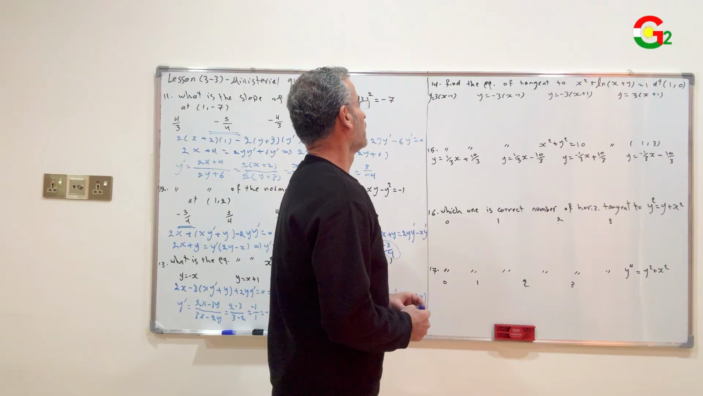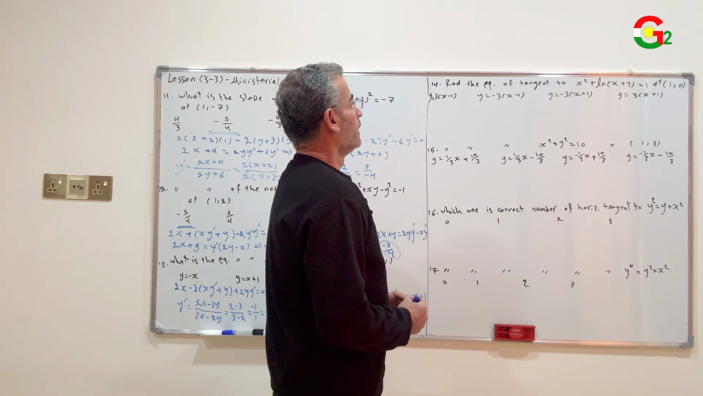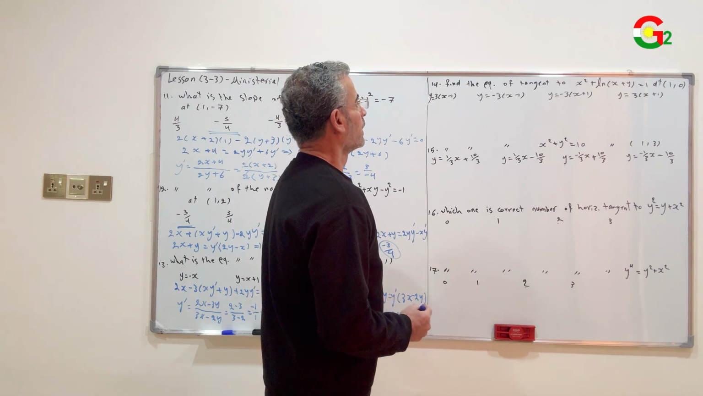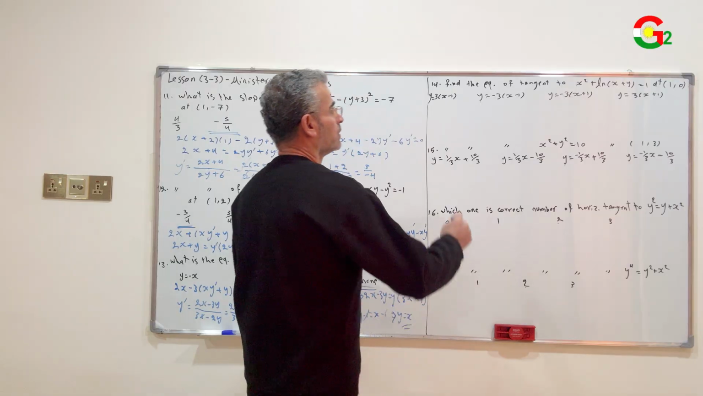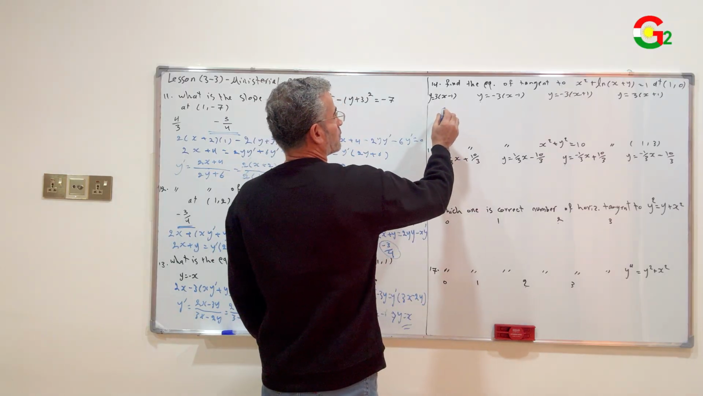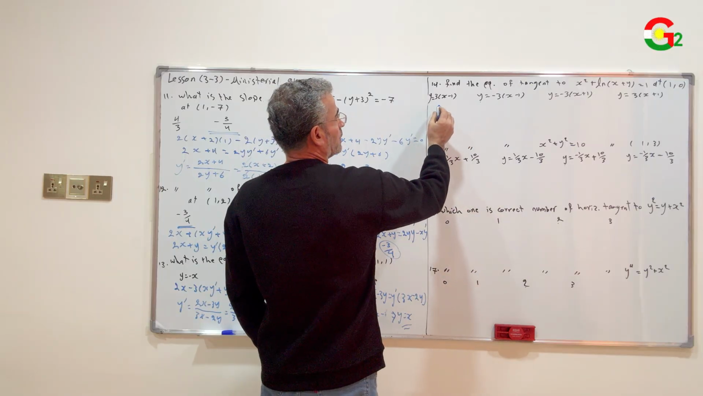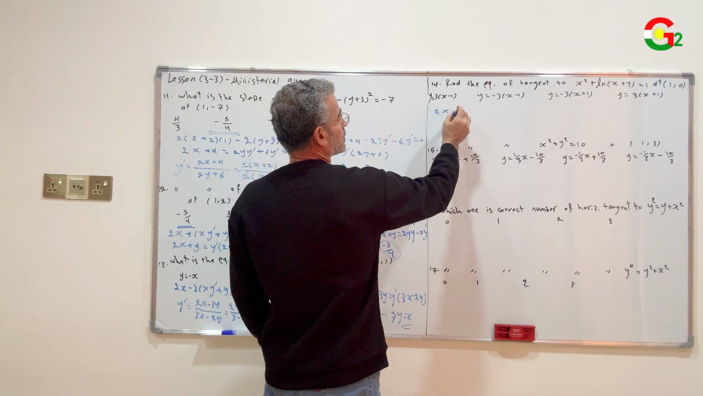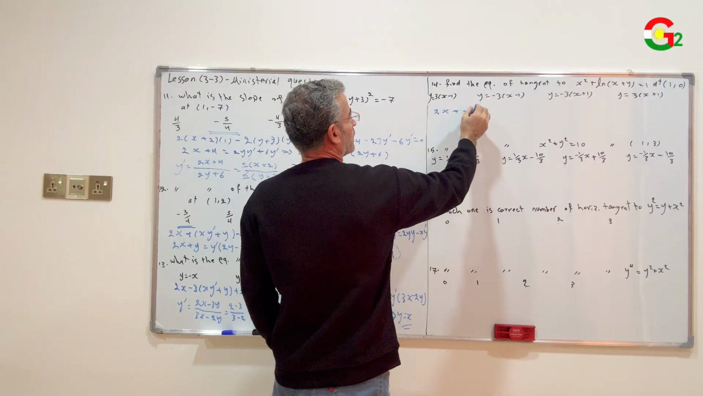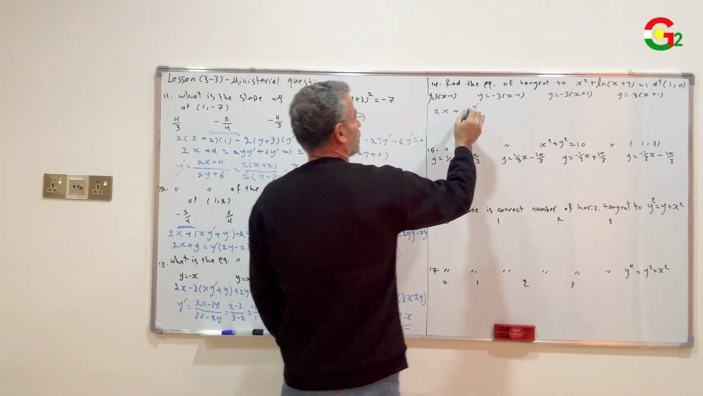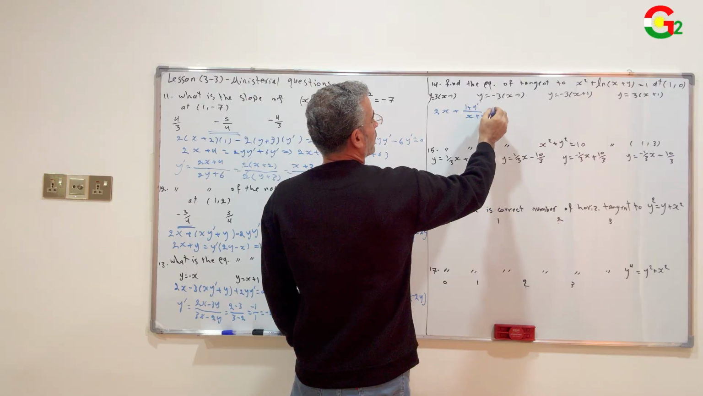Question number 14, find the equation of the tangent to the curve x power 2 plus ln(x plus y) equals 1 at the point (1, 0). First we find the slope, and we have the point, then we can find the equation. Differentiate both sides with respect to x: 2x plus (1 plus y prime) over (x plus y) is equal to 0.